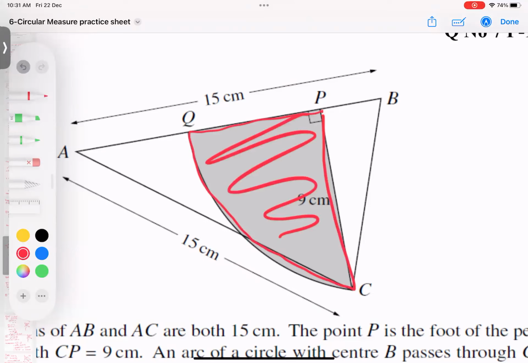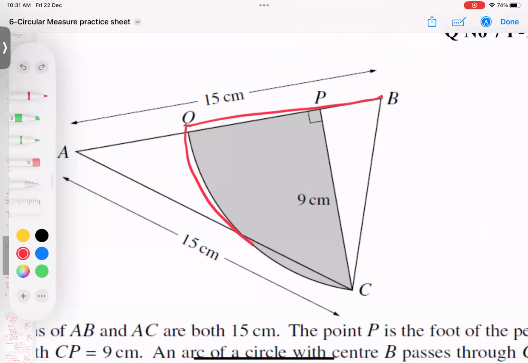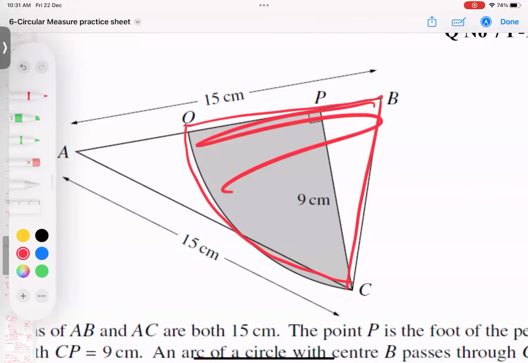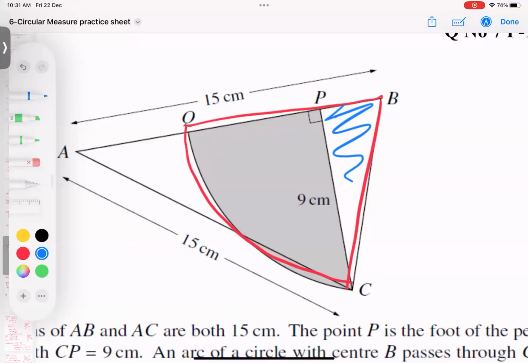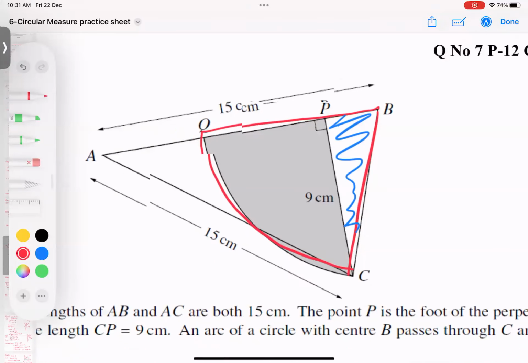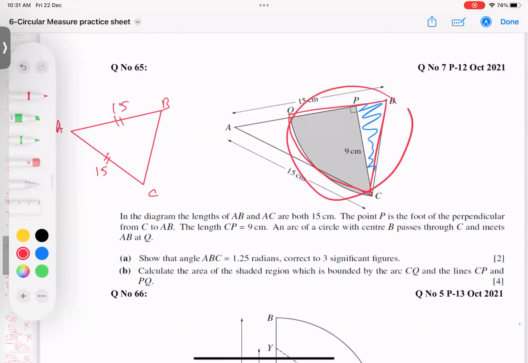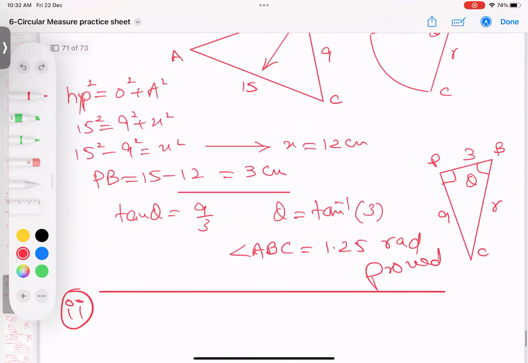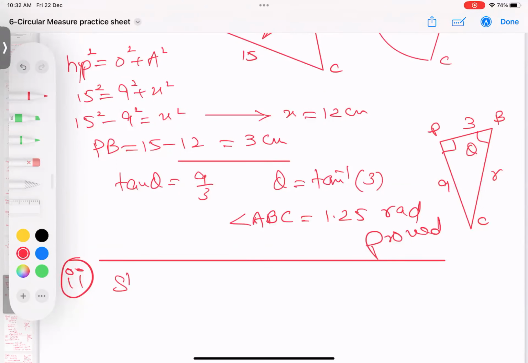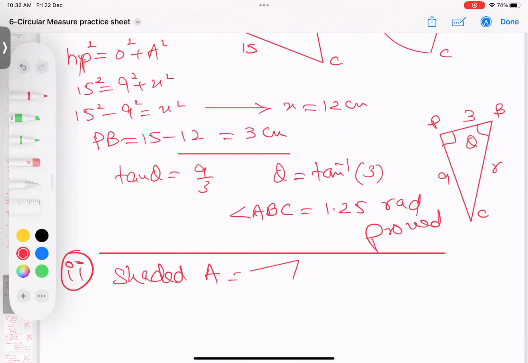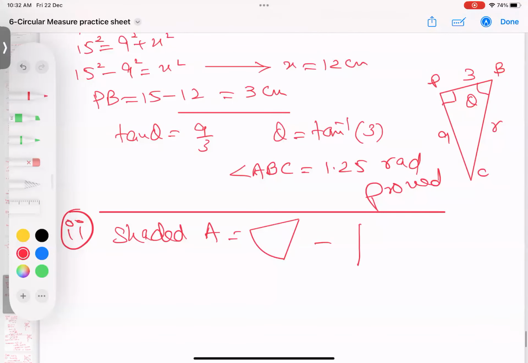This shaded area is actually inside a sector. You can see there's a sector, and the sector part is full, but this white part I don't need. So if I subtract the white area, I will get my answer. The plan is so simple: from the area of the sector, subtract the area of the white triangle. So how do we get the shaded area, students? The shaded area is equal to the sector area minus the triangle area.